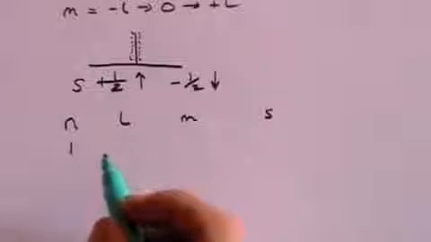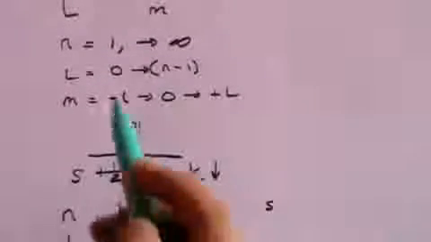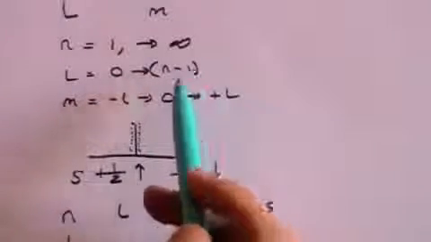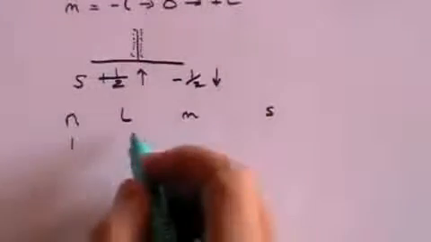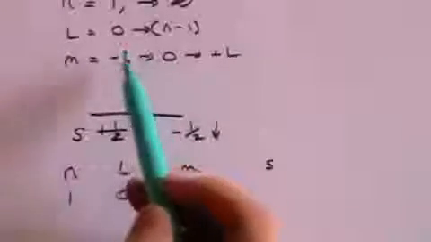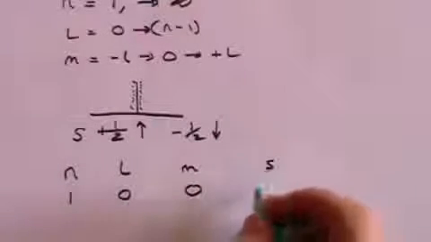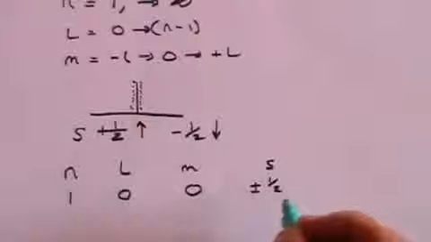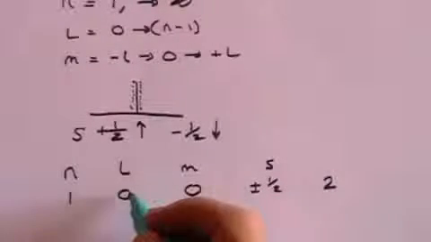When n is 1, L can only be n minus 1, which is 0. M can go from minus 0 to plus 0, in other words, it can only be 0. And S can be plus or minus a half. In other words, there are two electrons that can occupy that particular level. And then it's full, because no two electrons can have the same quantum number, according to Pauli. And where L is 0, you have what spectroscopists call the S shell.